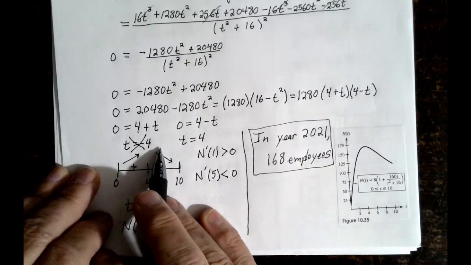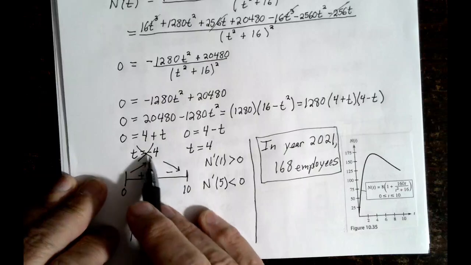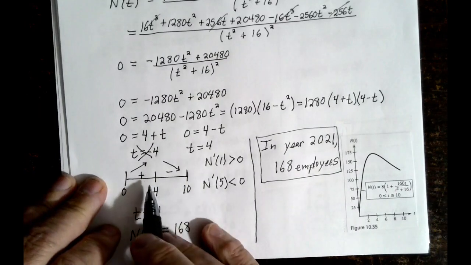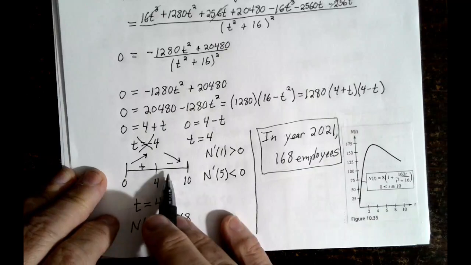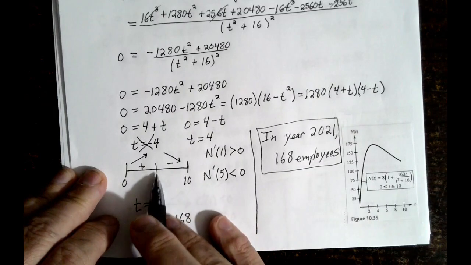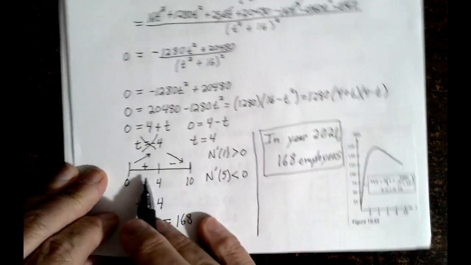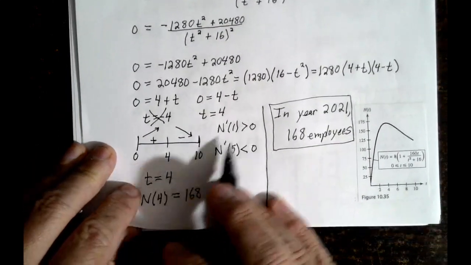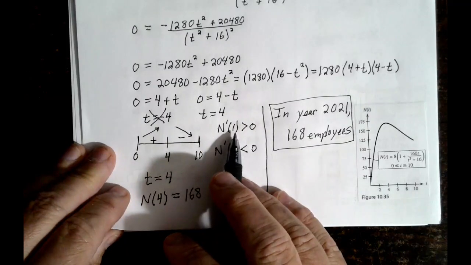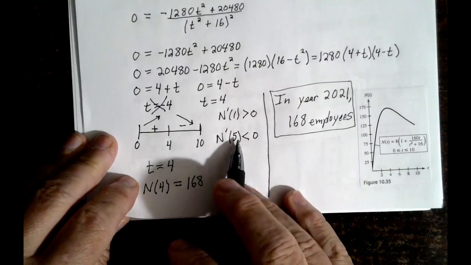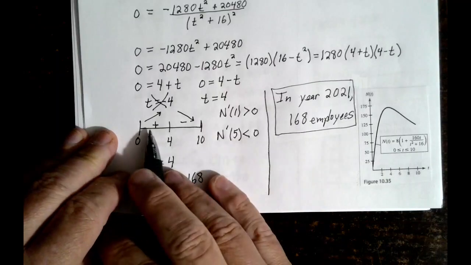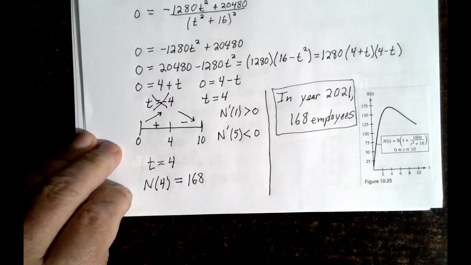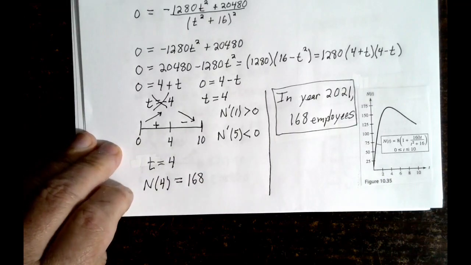And since t is the number of years after 2017, a negative 4 does not make any sense, so we throw that one out. And so we're strictly looking at greater than 0 and less than 10, so we use a sign diagram, dividing it up using the critical value we found of 4. I plug 1 into the derivative and I get a positive number. I plug 5 into the derivative, I get a negative number, so we get plus minus here. So that tells us that this is a maximum, and that's what we're looking for.